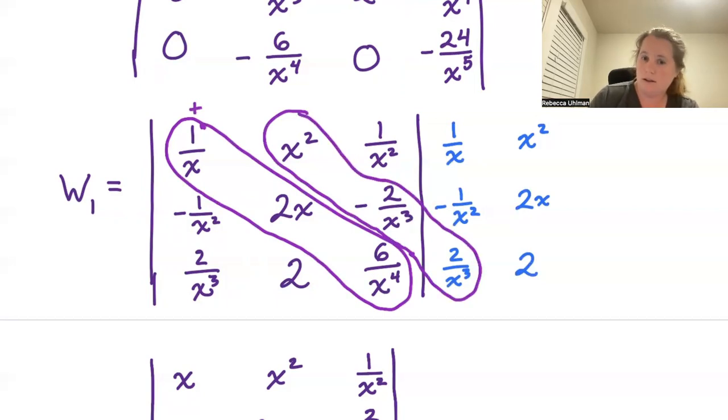And we will have a positive 1 over x squared times negative 1 over x squared times 2. And then beyond that, we will subtract off 1 over x squared times 2x times 2 over x cubed. That's our first backwards diagonal. We will subtract off 1 over x times negative 2 over x cubed times 2x. It's our second backwards diagonal. And we'll subtract off x squared times negative 1 over x squared times 6 over x to the 4th as our last backwards diagonal. I apologize, I need to update my screen.